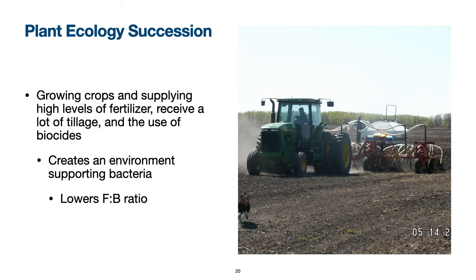So growing crops and supplying high levels of fertilizer, given that you're going to be doing a lot of tillage also, and the use of a lot of biocides in your management, will create an environment supporting bacteria, so a low fungal to bacteria ratio. One of the ways to look at it is a bacterial dominant soil is going to be addicted to inputs. So once again, we want to get away from inputs. We have to build that fungi in that soil.